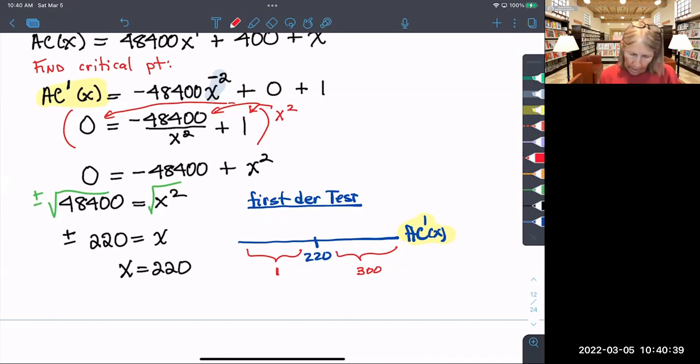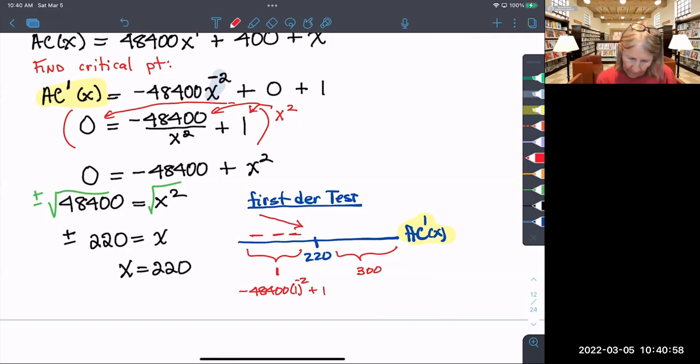So if I plug 1 in my first derivative, I basically end up with -48,400 plus 1. That's definitely going to be negative here. That's negative. That's a decreasing. That tells me my average cost is going down there.